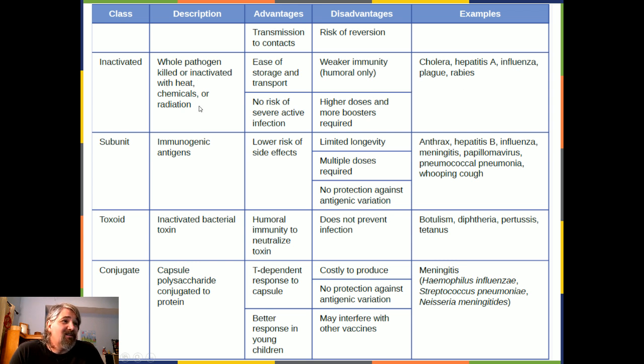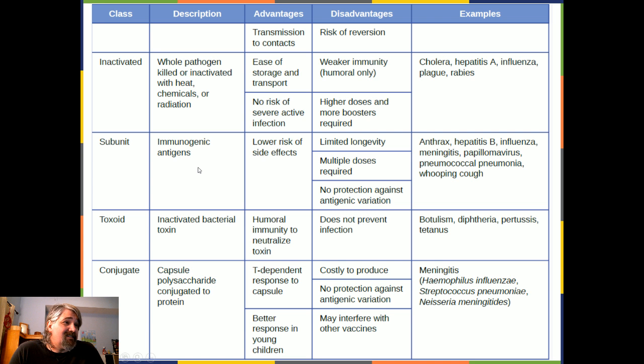So these are killed by heat, chemical, radiation, whatever. No risk of severe infection, but does require boosters. There's a clinical trial starting for the universal flu vaccine now. If that turns out well, we will have a vaccine you only have to get once. Well, no, it might need boosters, but I'm not sure. But you wouldn't have to get it annually, is the point.